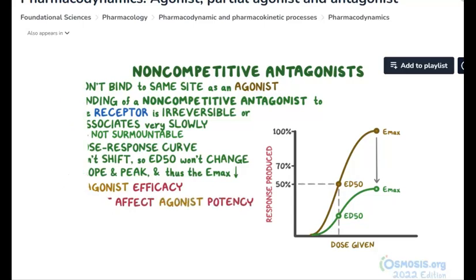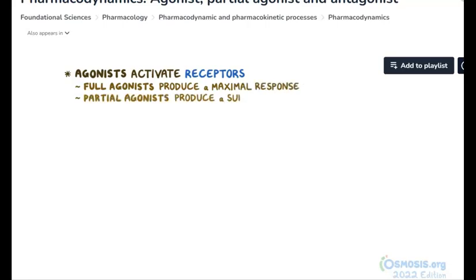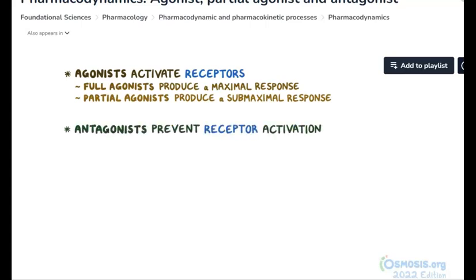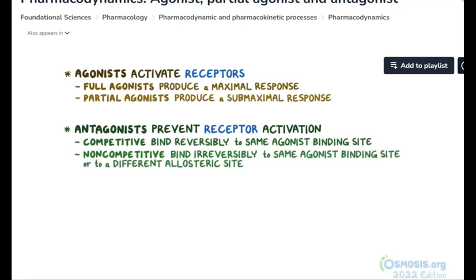All right, as a quick recap, agonists activate receptors and can be divided into full agonists, which can produce a maximal response, and partial agonists, which can only produce a submaximal response. Antagonists prevent receptor activation and can be competitive, meaning they bind reversibly to the same agonist binding site, and non-competitive, meaning they bind irreversibly to the same agonist binding site or to a different allosteric site. Competitive antagonism can be overcome by adding more of the agonist, while non-competitive antagonism cannot.